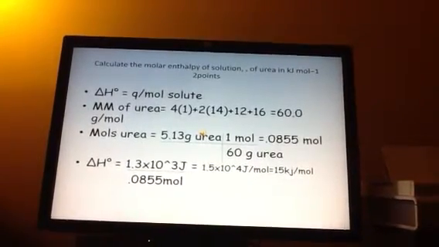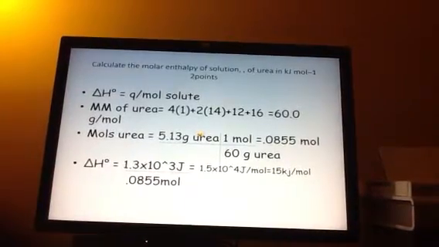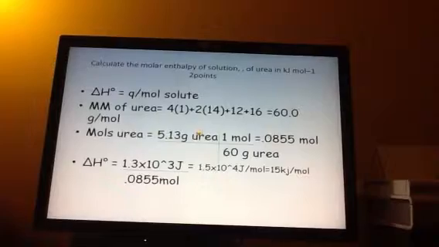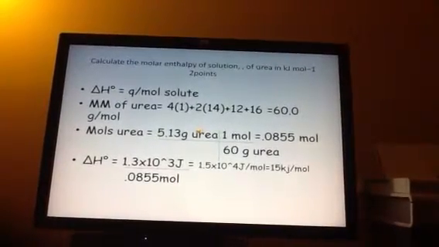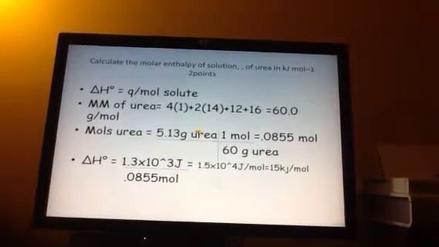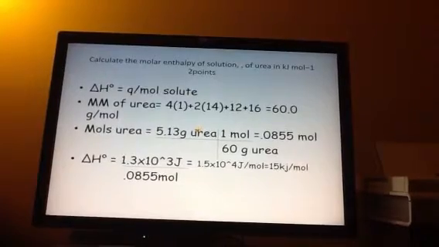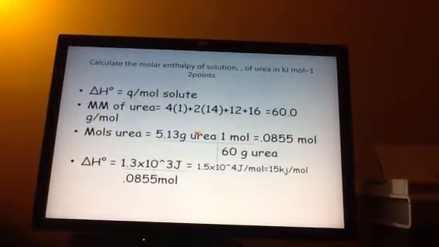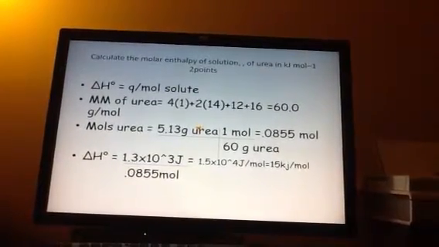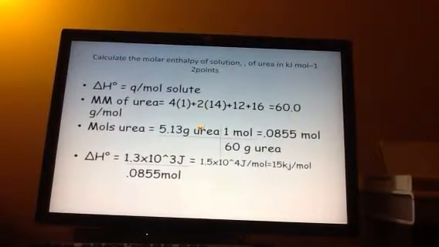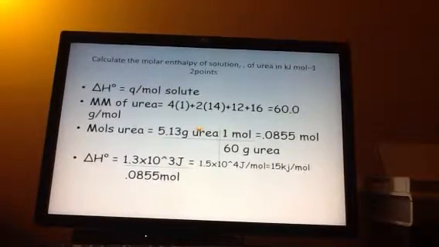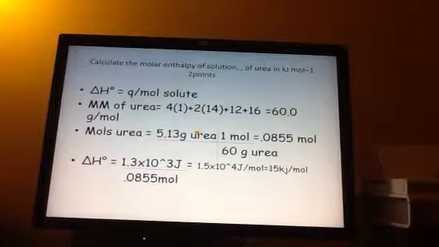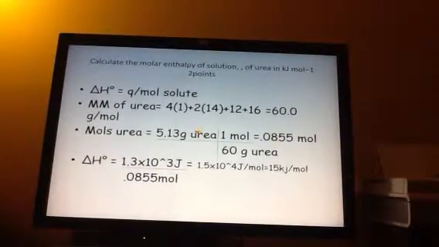The next question asks to calculate the molar enthalpy of the solution of urea in kilojoules per mole, and it's worth 2 points. You use the equation delta H equals Q over mole solute, and you have to find the molar mass of urea, which is 60 grams per mole, and then you do stoichiometry to find the moles of urea. They gave you 5.13 grams, so you divide that by the molar mass to get the number of moles, which is 0.0855 moles, and then you plug that in for the moles of solute. You had the value of Q from the last problem, so delta H is 1.3 times 10 to the third joules over 0.0855 moles, which equals 1.5 times 10 to the fourth joules per mole. But the question is asking to find the enthalpy in kilojoules per mole, so you convert it and it becomes 15 kilojoules per mole.